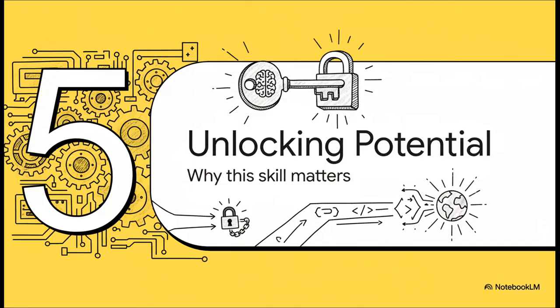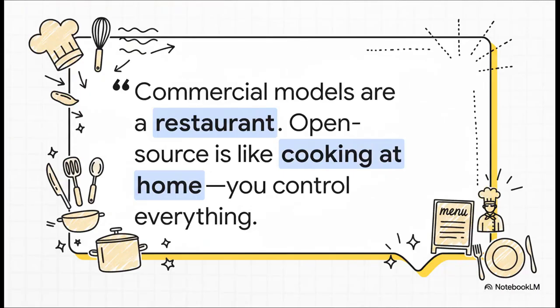So why are we spending all this time on this? Why is this skill so important? Because when you finally learn to speak the language of these open source models, you unlock a level of power and control that you just can't get from those closed black box systems. Let me leave you with one last analogy that really ties it all together. Using a commercial model is like going to a restaurant. It's easy, it's convenient, but you're limited to what's on the menu. Using an open source model, that's like being a master chef in your own kitchen. Yeah, it takes a little more skill, but you have total control over every single ingredient and the final dish.